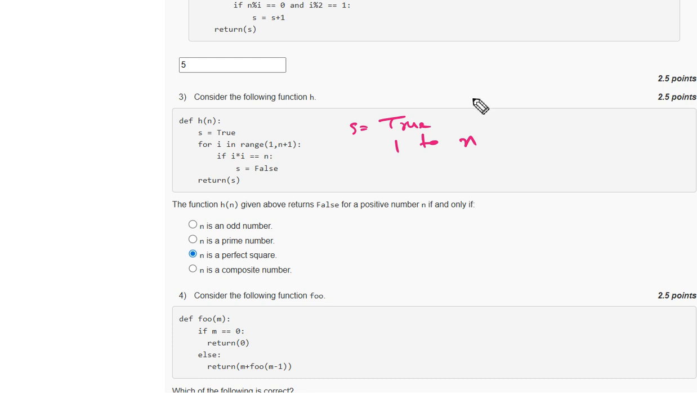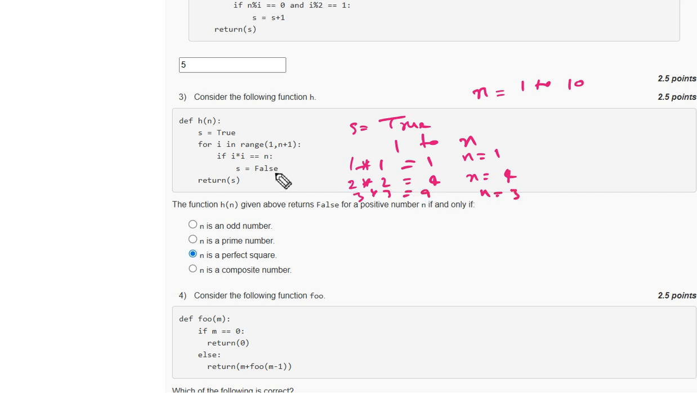For example, let us consider n value from 1 to 10. Initially if n is equal to 1, I pass the value 1, then 1 into 1 is equal to 1. It becomes true. Next, 2 into 2 is equal to 4. So when n is equal to 1, it works. For n is equal to 4, it works. Similarly, 3 into 3 is equal to 9. For n is equal to 9, it works.